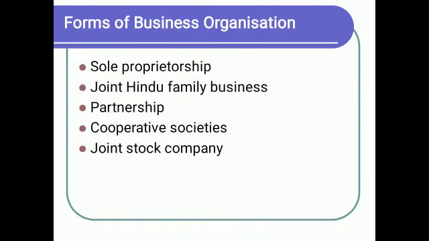Hello everyone. We had discussed previously the meaning of business and introduction to business, characteristics of business. Today we are going to study various forms of business organization, that is sole proprietorship, partnership, joint Hindu family business, cooperative society and joint stock company.